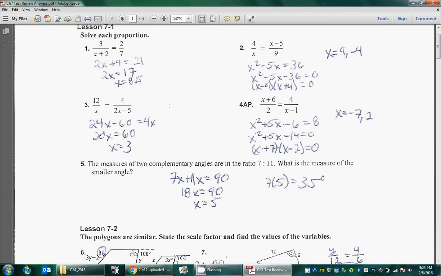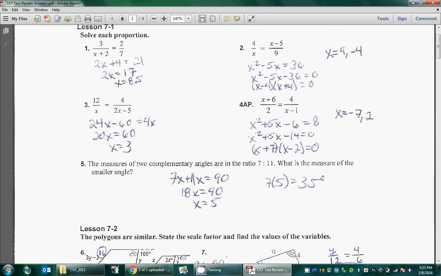3 works a lot like number 1. Cross multiply. Don't have an x squared term, so I just solve it kind of like normal. 4, I'm only going to have for the pre-AP folks just because you're having to FOIL. It's more of an algebra skill.